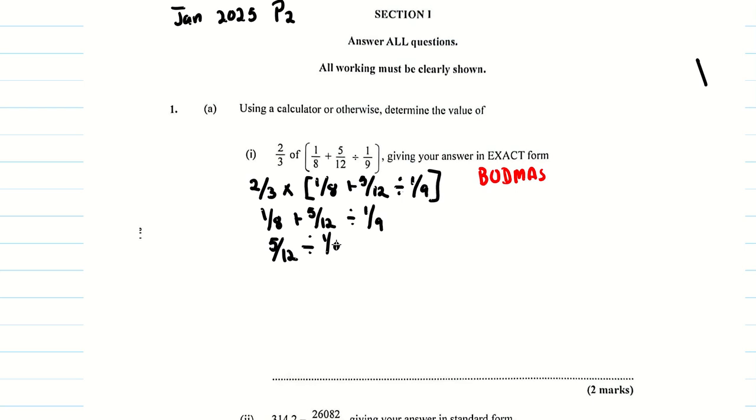If we know anything about division of fractions, it will be 5 over 12, and that division sign turns to multiplication, multiply by 9 over 1. Right, 3 could go into 9 3 times, and 3 could go into 12 4 times. So you're going to have 15 over 4. We still have to add that to 1 over 8. So now the question will become 1 over 8, and I'm leaving it as 15 over 4 for now.